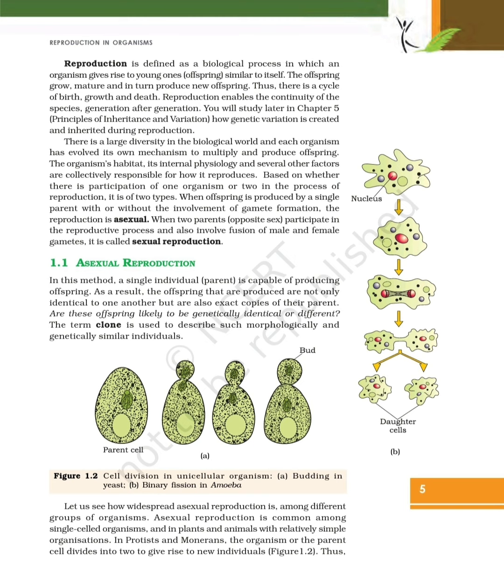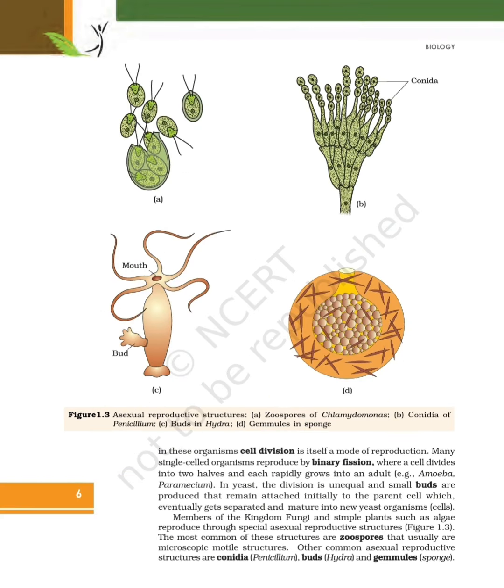Among different groups of organisms, asexual reproduction is common among single-celled organisms and in plants and animals with relatively simple organisations. In protists and monerans, the organism or the parent cell divides by mitosis into two to give rise to new individuals. Thus, in these organisms, cell division is itself a mode of reproduction. Many single-celled organisms reproduce by binary fission, where a cell divides into two halves and each rapidly grows into an adult. Example: amoeba, paramecium. In yeast, the division is unequal and small.